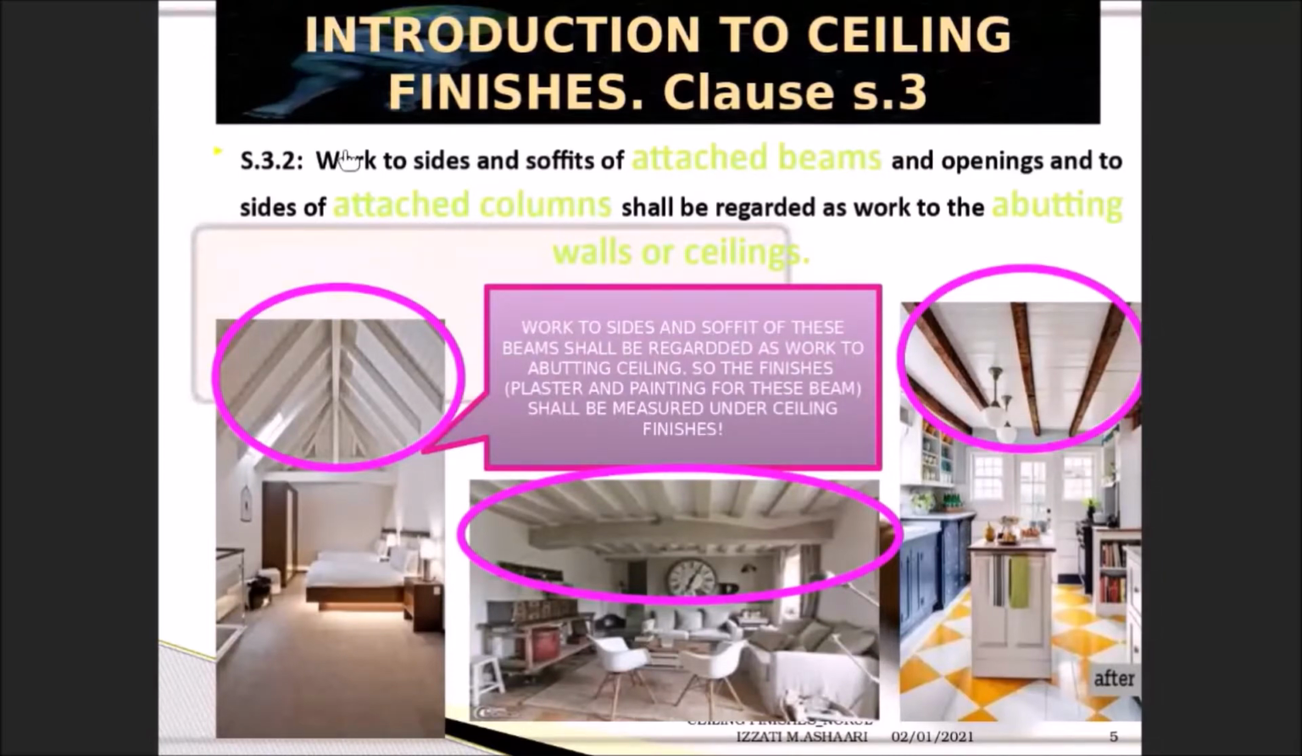Work to side and soffit of attached beam and opening to side of attached column shall be regarded to wall or ceiling. This one means, if I put in the same color, attached beam shall be regarded as the ceiling finishes. Another one, if I highlight again in different color, the column shall be regarded as abutting wall. That means if you would like to measure the wall finishes, you have to measure the column finishes together. If you need to measure for the ceiling, if there is a beam, you have to measure under ceiling finishes.